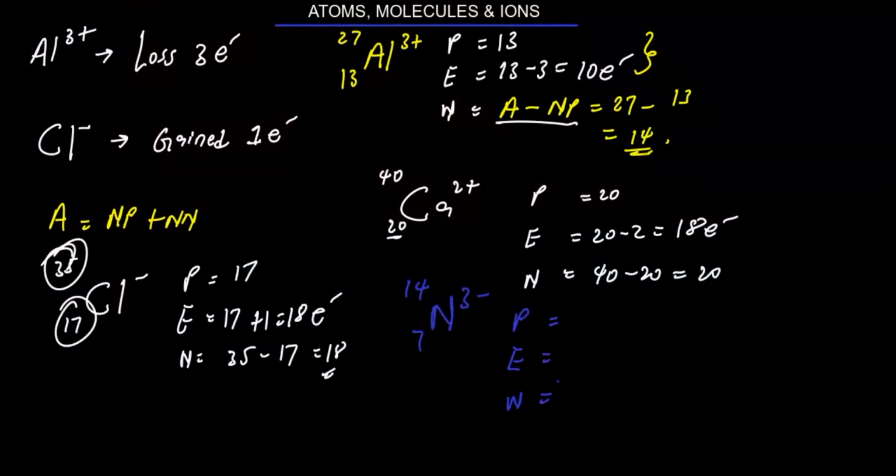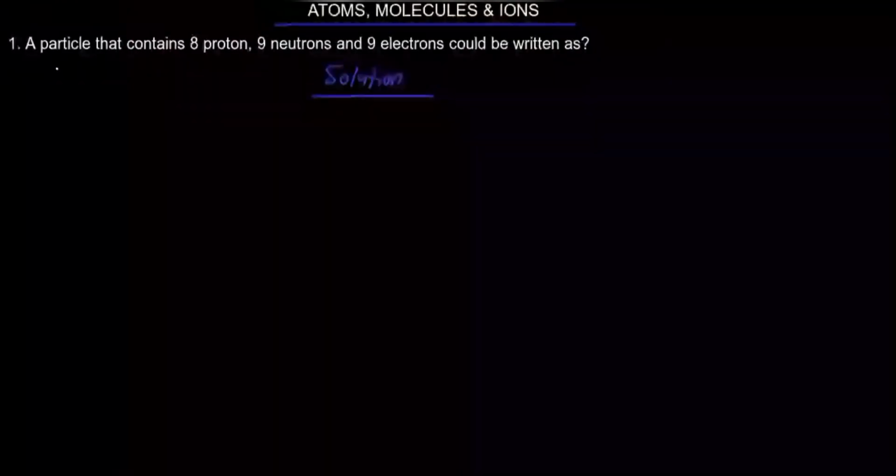Proton doesn't change, so you have 7. You have your electron to be what? 7 plus 3 is gaining, and that'll give me 10 electrons. And your neutron is this minus this. So what's 14 minus 7? That'll give me 7. So as simple as that. So this is the basic concept of atoms, molecules, and ions. Let's look at the following practice problem.